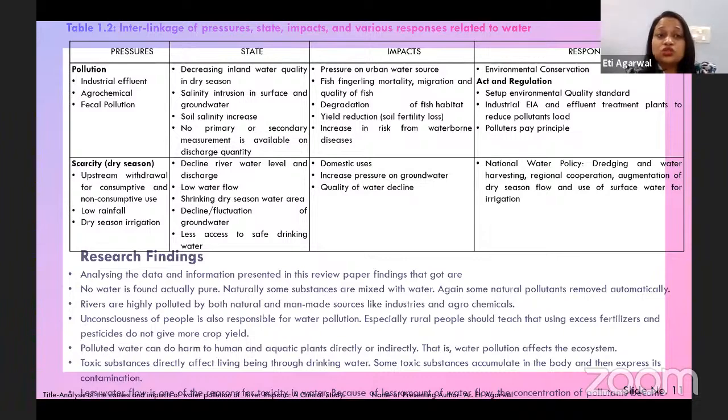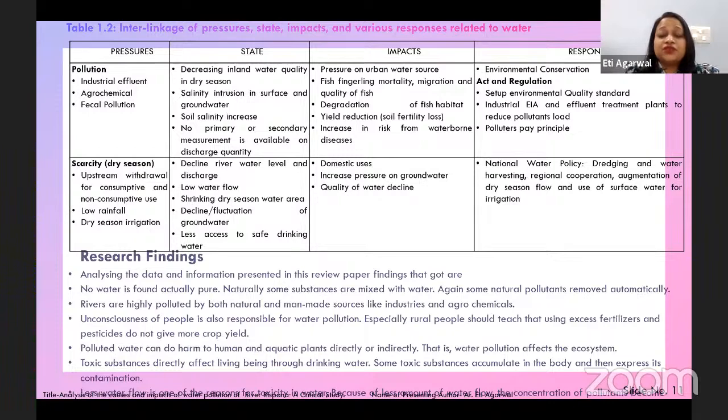The second pressure was scarcity in the dry season, which is mainly seen through upstream withdrawal for consumptive and non-consumptive use. There is very little rainfall during the dry season and irrigation is highly affected. The water level has decreased, with low water levels as the current state, shrinking dry season water area, and obviously fluctuation of groundwater. So in short, there is very little access to safe drinking water.